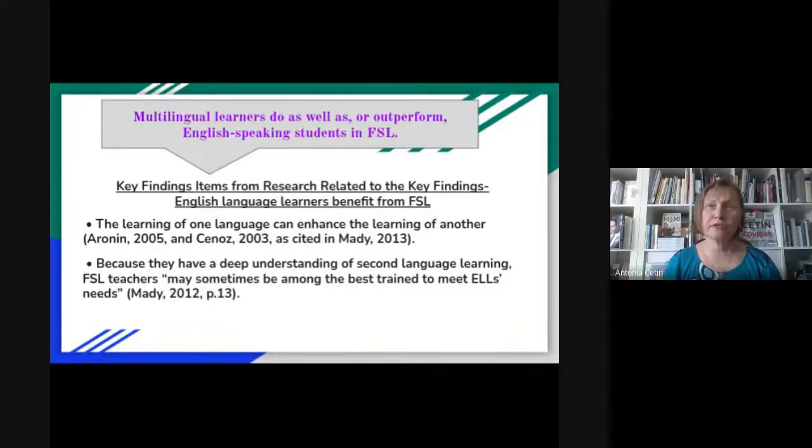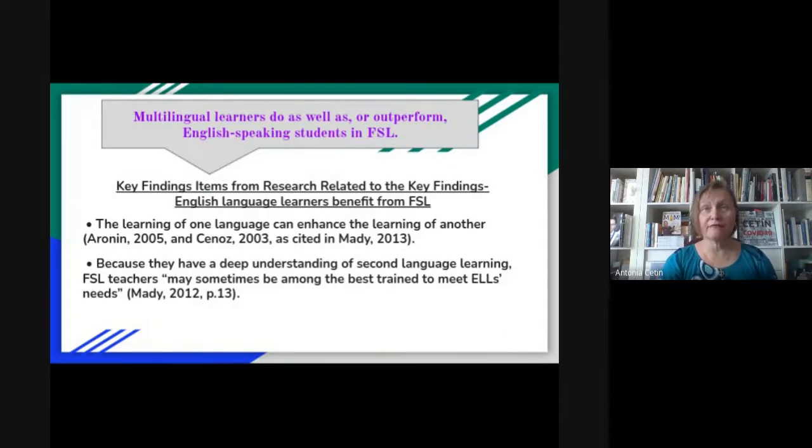Mindsets about students in the ESL program or multilingual learners in our FSL programs may be based on misconceptions about how languages are learned and the brain's capacity to learn languages. These misconceptions may negatively affect access to programs when, in fact, multilingual learners do as well as or outperform English-speaking students in FSL. Why do they excel?